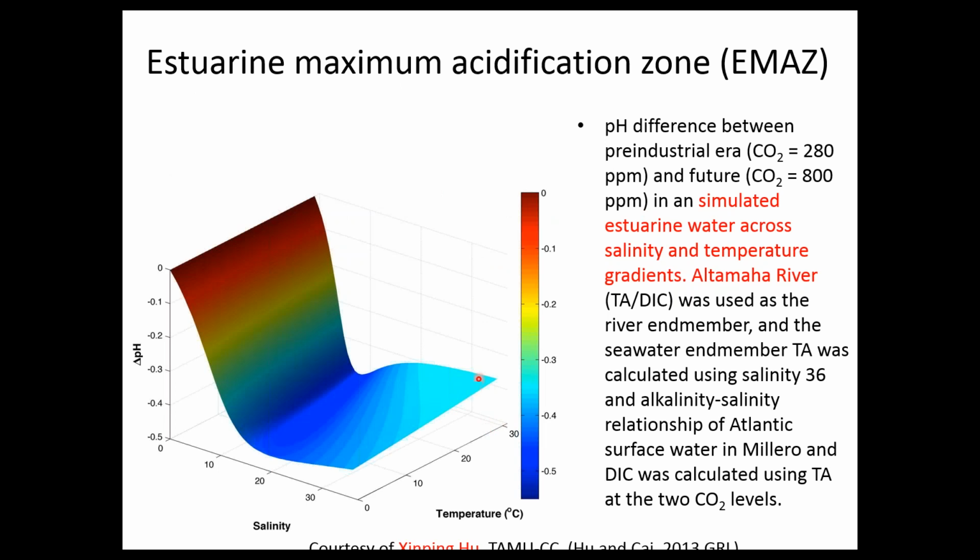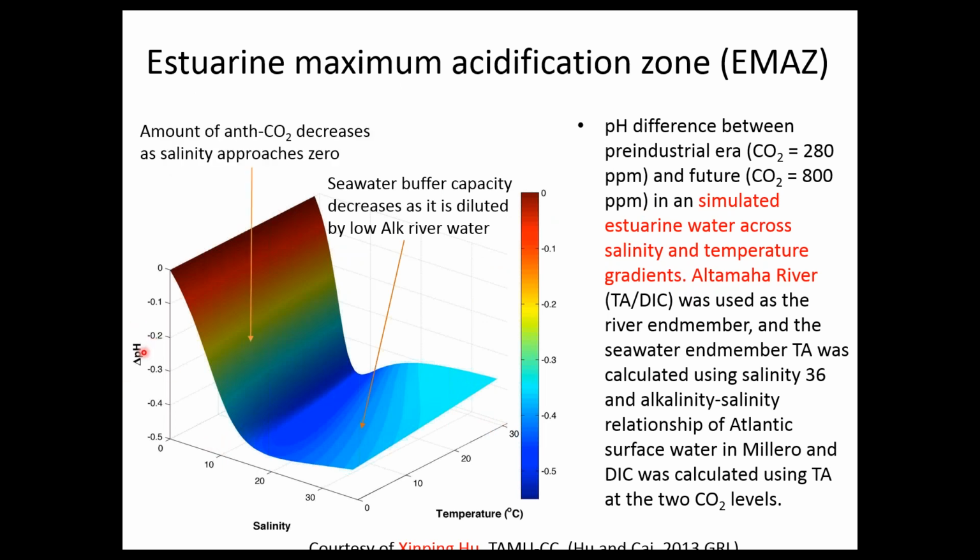In that case, you will have a zone in the estuary where you have a maximum pH decrease. In the highest salinity area, we have a strong ocean acidification signal, but the water is well buffered. When you mix with river water, buffer capacity decreases, so the delta pH signal increases. But to a certain point, there is a maximum, and the response actually starts to decrease.